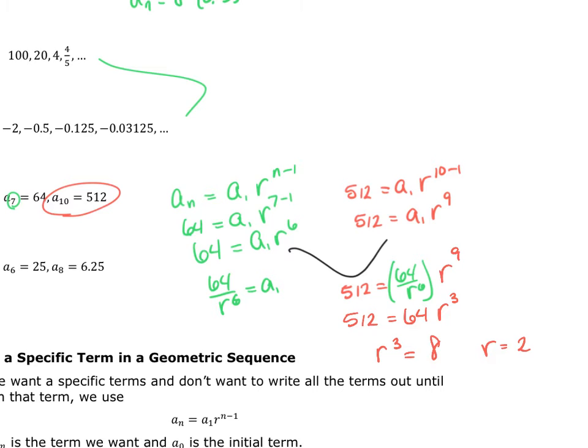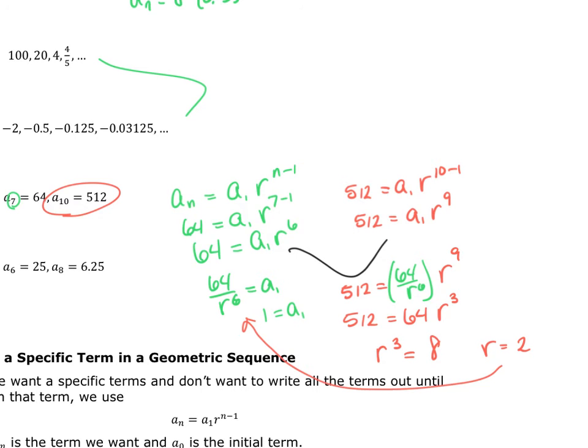So now that I've found the r, I'm going to put that back into this equation here to find my a sub 1, and then I can just find my geometric sequence from there. So I'm going to take 64, I'm going to divide it by 2 raised to the 6th power, and I get a sub 1 is equal to 1.